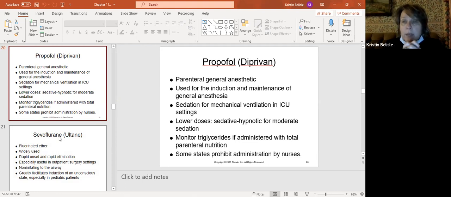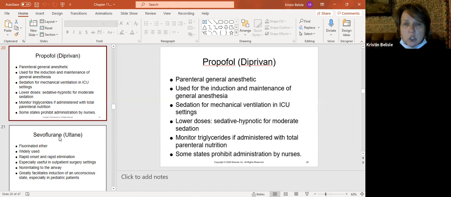The problem with Diprivan, the one thing you need to really worry about, is that it will create a hypotensive state. If you give it, you can bottom their blood pressures out very, very easily. So we want to be very careful. We do have to monitor the triglycerides if we're giving TPN, because of all of the fats. Ultane is another one. I'm not going to focus on that one at this moment.